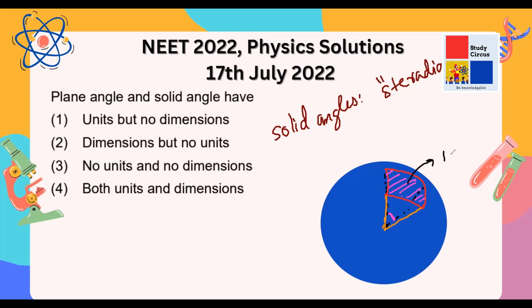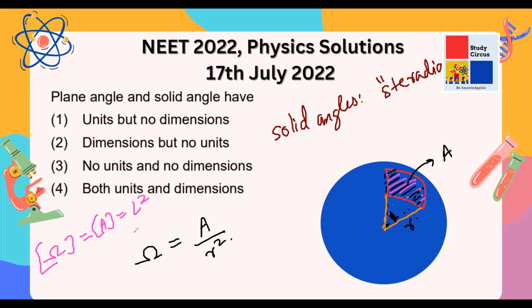And if this area is A, and the radius is R, now again, if I wish to find out the dimension of this omega, this A, that is area, has dimension of L square, right? And R squared is also length square, right? Again, this is dimensionless. That means steradians, the solid angles, are also dimensionless, but certainly we have a unit, sterads or steradians, right?